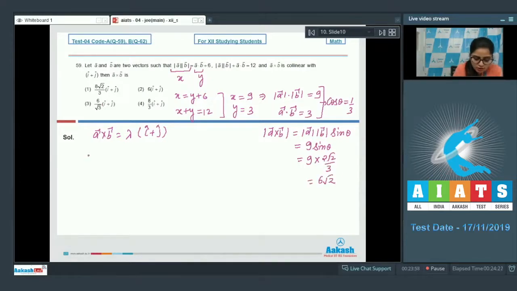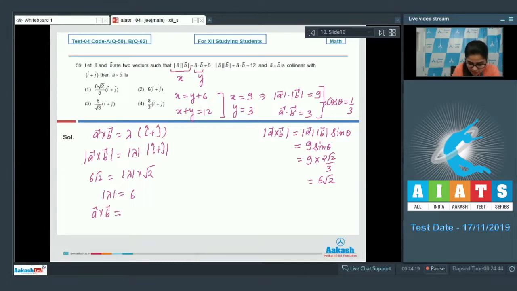Now just take modulus on both sides, so you will get mod of A vector cross B vector is equal to mod of lambda times mod of I cap plus j cap. So here this is 6 root 2 is equal to mod of lambda times mod of I cap plus j cap, which is root 2. So mod of lambda is equal to 6. So A vector cross B vector is equal to 6 times I cap plus j cap, because lambda is any real number. So option number 2 is your correct answer. Now move on, next question.